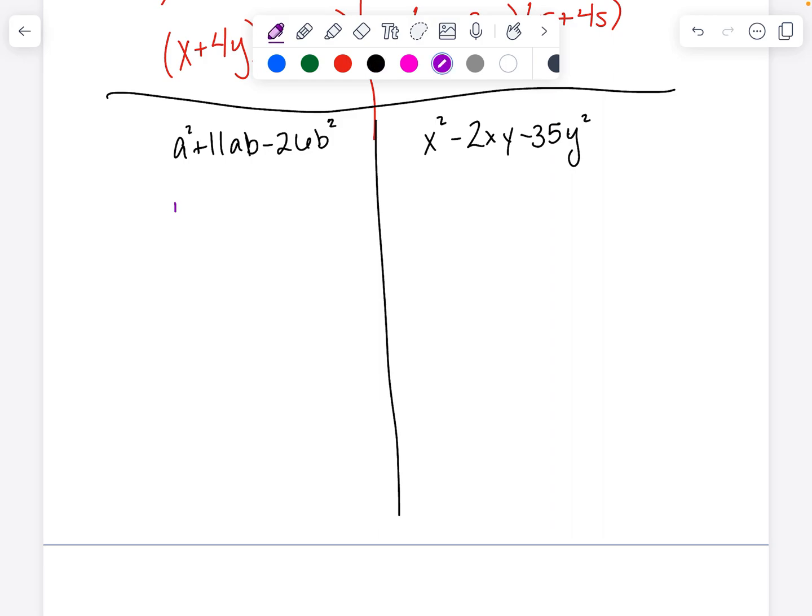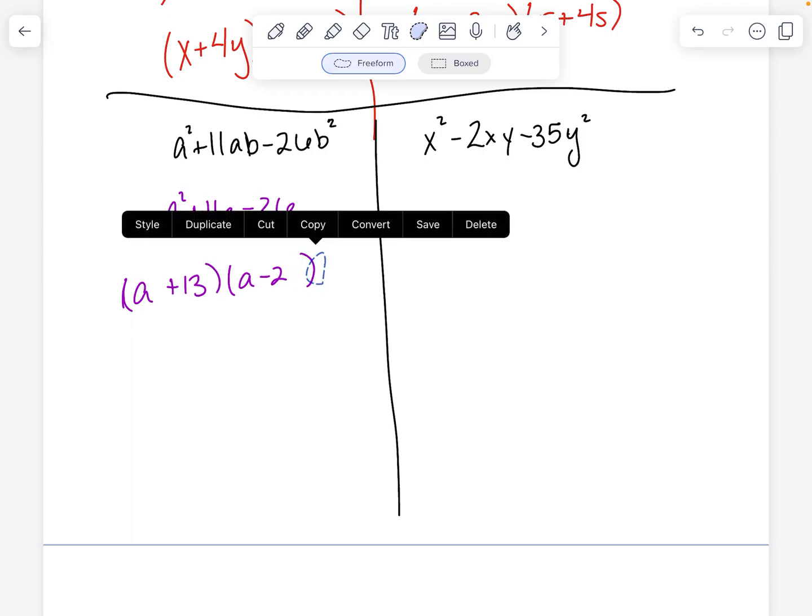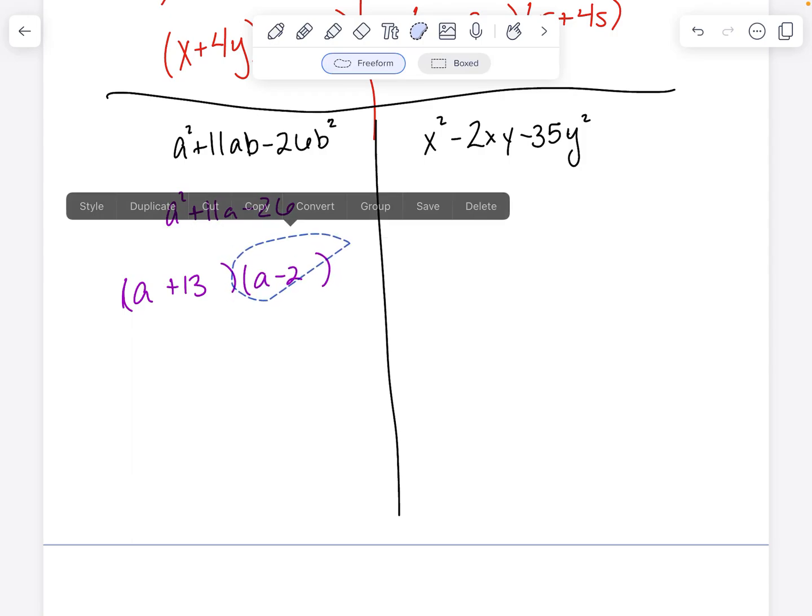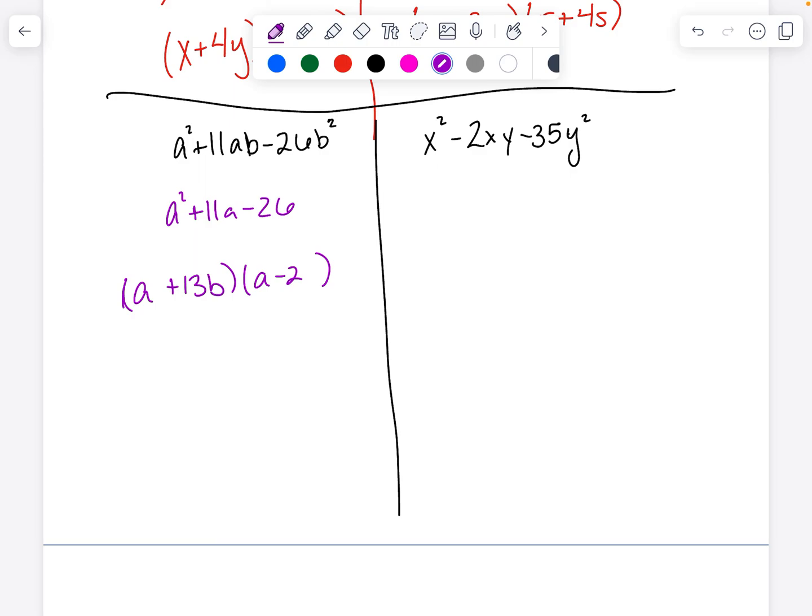If I ignore the b's, I get a squared plus 11a minus 26. Well, I know 26 is 13 and 2. This would be a plus 13 and a minus 2. And then to get those b's in there at the end, I've got to put the b at the end of each term.